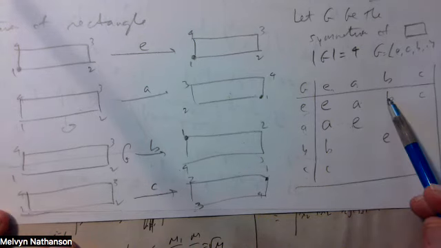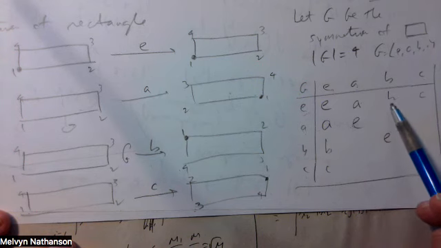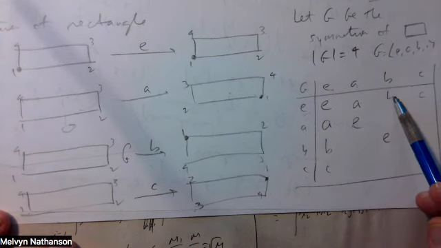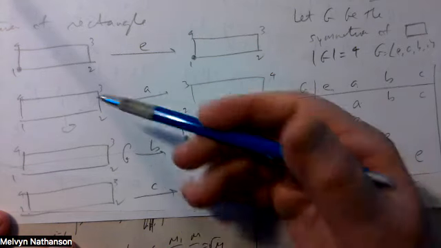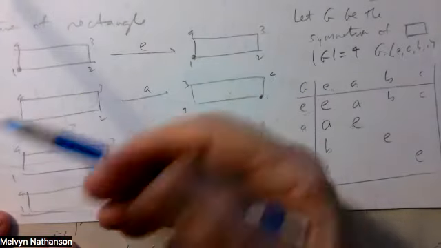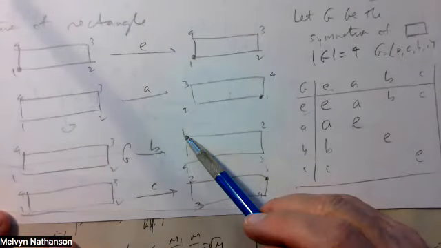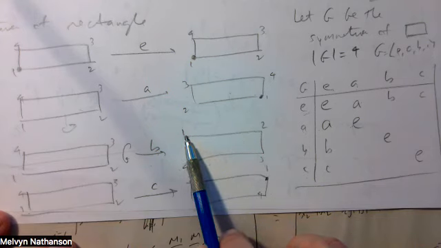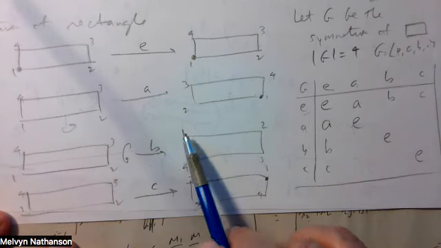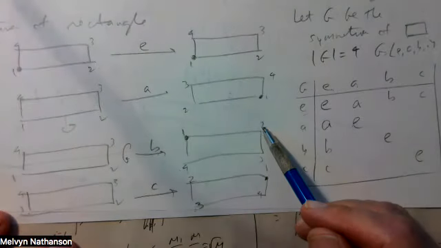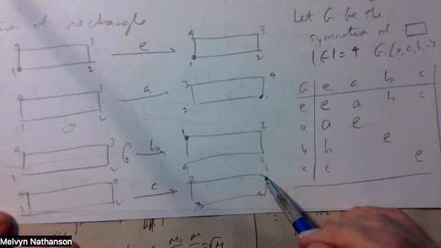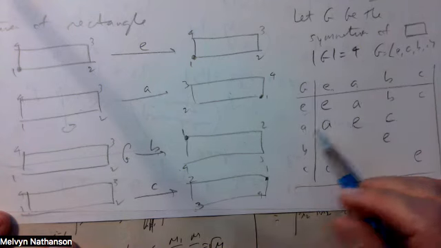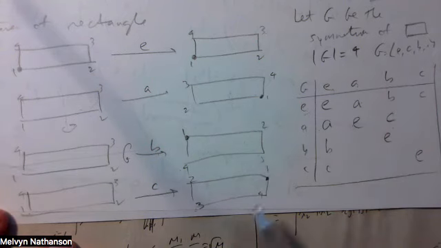What about A times B? This says A times B means perform the symmetry B and then perform A. So B, that's a horizontal rotation that sends 1 up here, and A is the vertical rotation that sends 1 over here. So the only symmetry that sends 1 to this upper right-hand corner is C. So AB equals C.